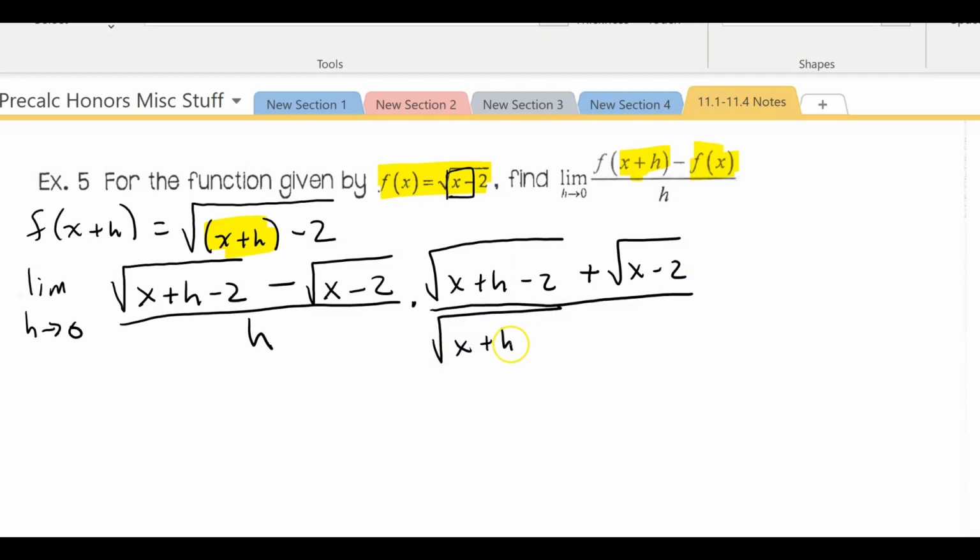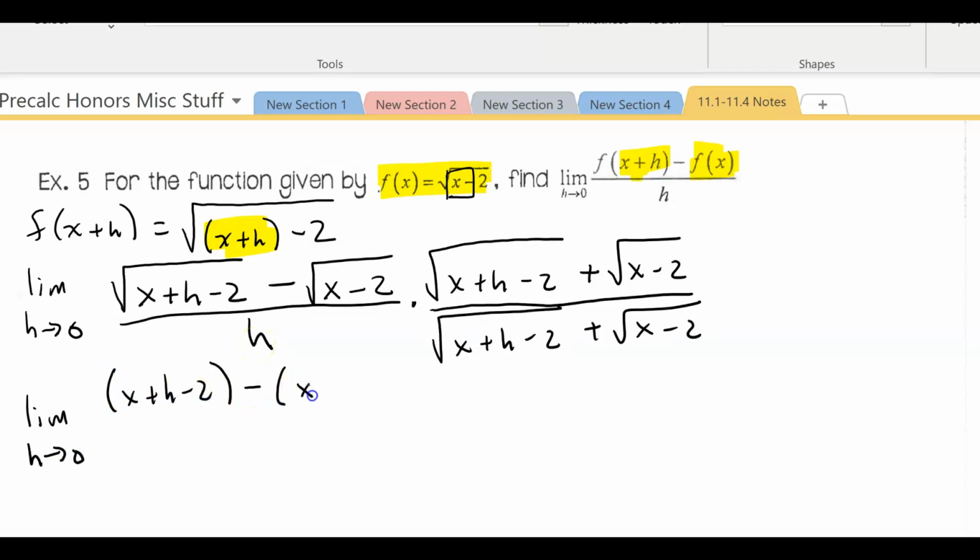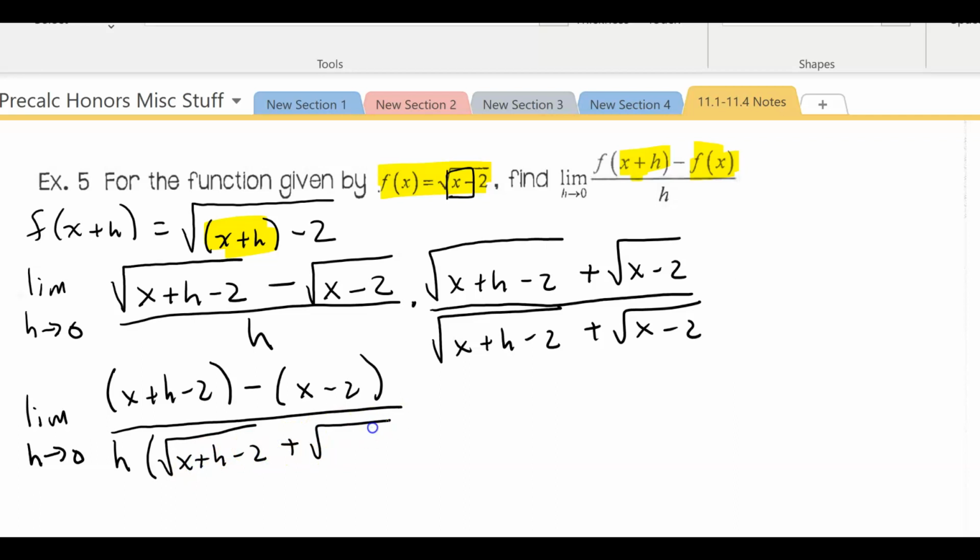So the square root of x plus h minus 2 plus the square root of x minus 2. Again, the reason we use a conjugate is because when I do the inner and the outer, they're going to cancel. So all I have to worry about are the first terms. So this is going to be the limit as h approaches 0. We're going to have x plus h minus 2 from the first terms, and then minus x minus 2 from the last terms, all over h times the square root of x plus h minus 2 plus the square root of x minus 2. I know it looks messy, it's about to clean up.